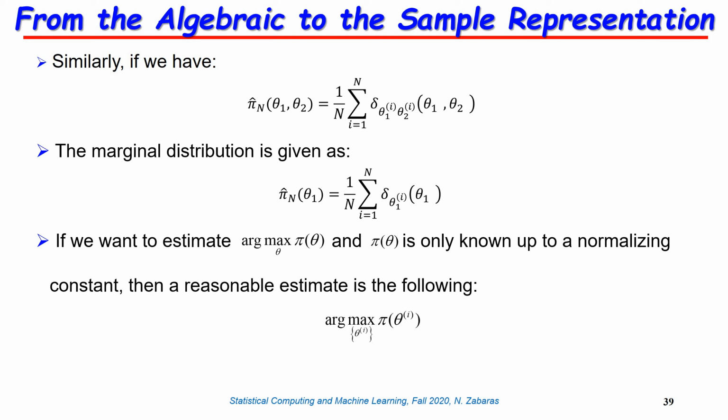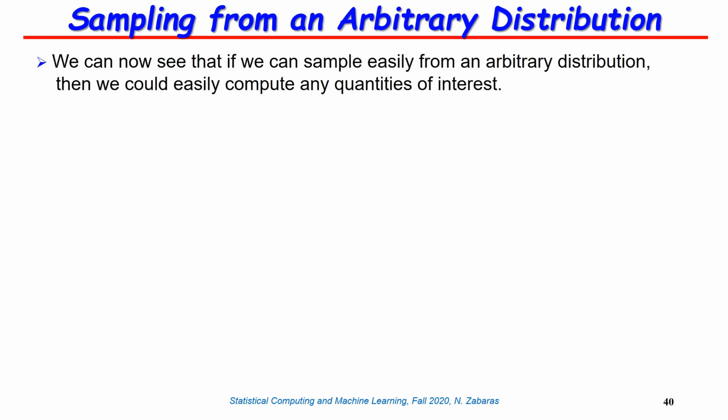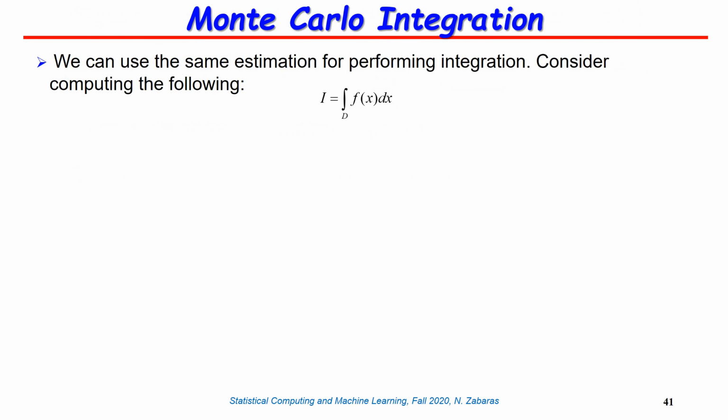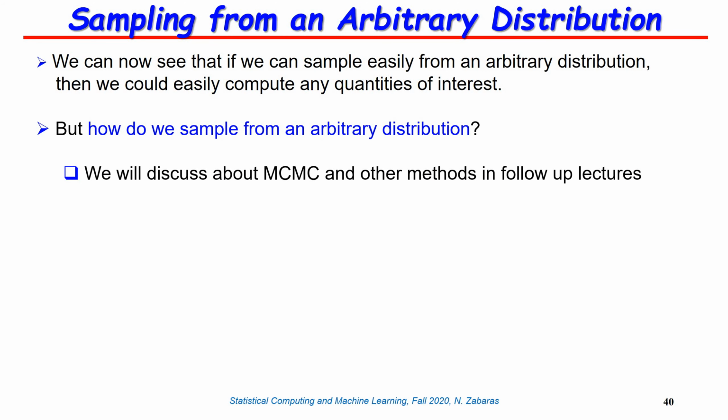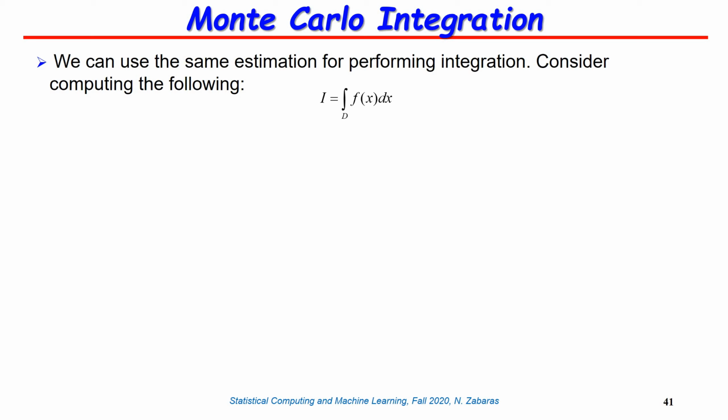So we can do marginalization and optimization in a rather straightforward manner. Of course, all of these things require, unfortunately, that we spend a lecture or two to discuss how we sample from different distributions, especially in high dimensions, because if you cannot sample, then you're in trouble.